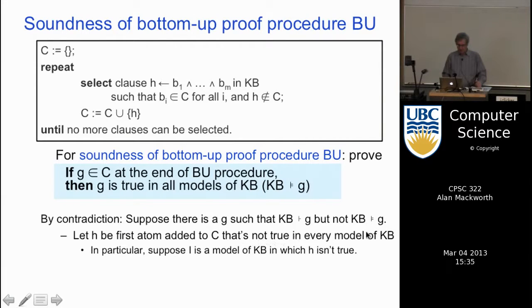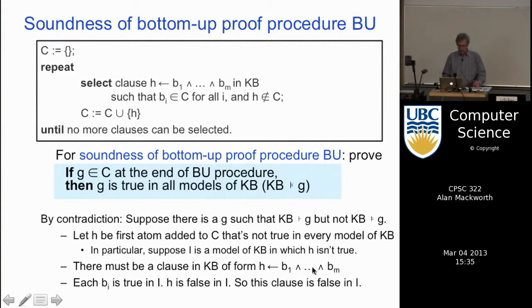And so it's not true in every model. There must be a particular model in which it isn't true. Right? That follows directly. Suppose I is a model of KB in which H isn't true. It's got to be at least one because it's not true in every one. So if that's the case, there must be a clause in the knowledge base of the form H if B1 through BM. Why is that true? Because H got added. The only way it can get added is if it's at the head of a clause, right? Like that.